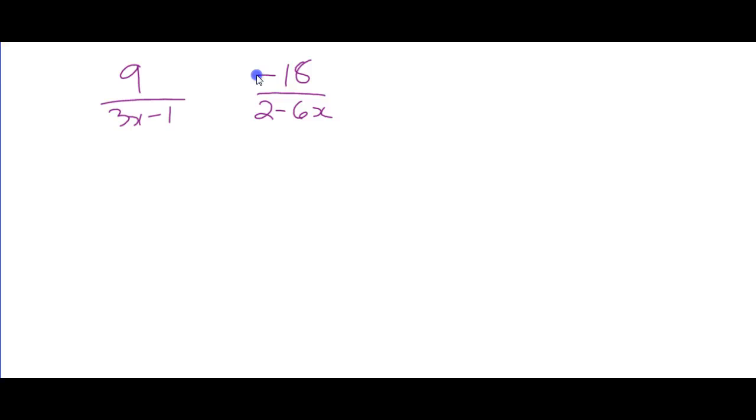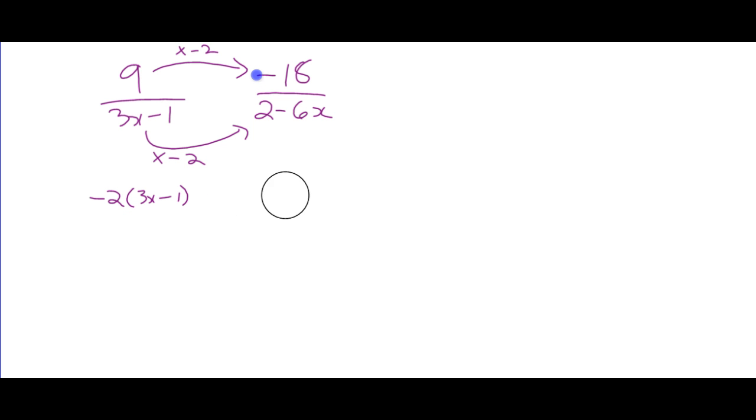Find a simplest form of both. That would work. But what else could you do? How do I get from 9 to negative 18? Multiply it by negative 2. So then the question is, if I multiply this by negative 2, will it be equal to that? Right? So the question I'm asking is, is negative 2 times 3x minus 1 equal to 2 minus 6x?